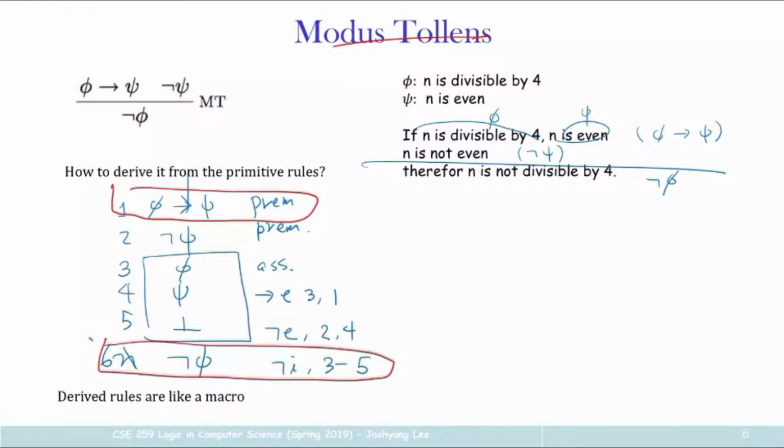So suppose you know this, and you want to use this fact. Actually, suppose you know premises 1 and 2, and you want to derive not phi. You can fill the gap, but we can actually make it a macro. Once you know the first two, let's pretend this is a rule. You can derive not phi directly. That's what modus tollens is saying.